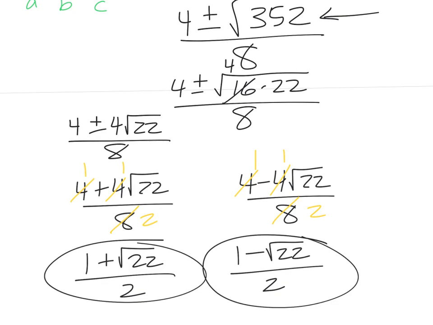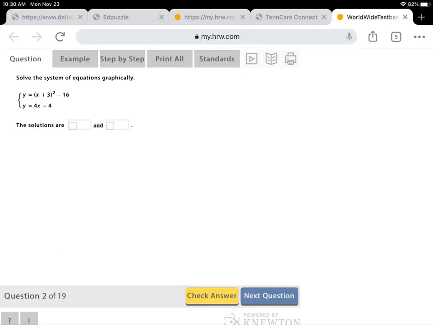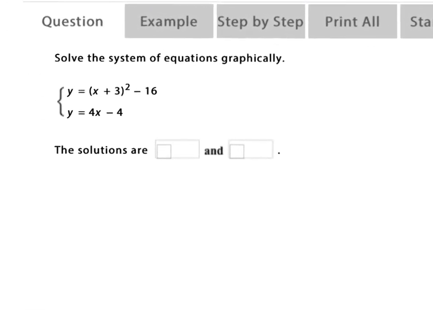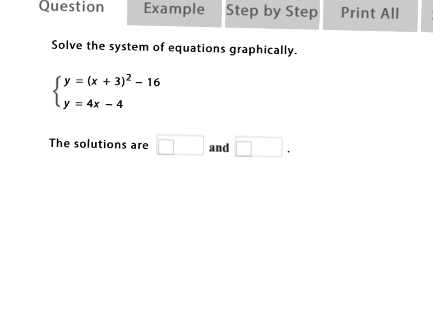Now, what about lesson 22.5? So in lesson 22.5, the first one says, how many solutions? And you just put it in your calculator. You look at the line and the parabola and see how many times they cross. Does it cross twice? If so, it has 2 solutions. If it crosses once, it has 1 solution. And if they don't cross at all, they have 0 solutions.